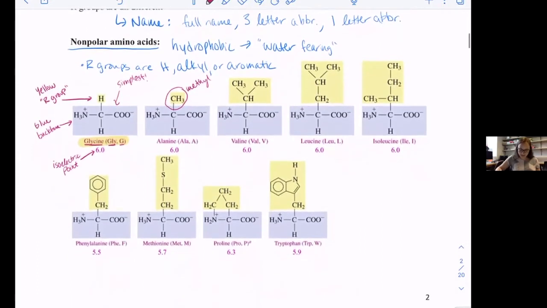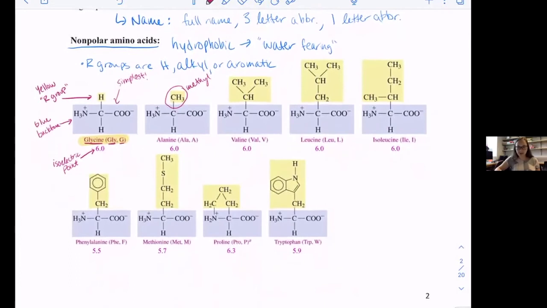And then down here, we have our aromatic groups. This one's called phenylalanine. So phenyl, you have that phenyl ring in there. We also have methionine, which has a sulfur in it, which is special. I'm going to skip over the next one for a second. The last one is this tryptophan. It's unique because it has an indole as that heteroaromatic group that we've talked about before.